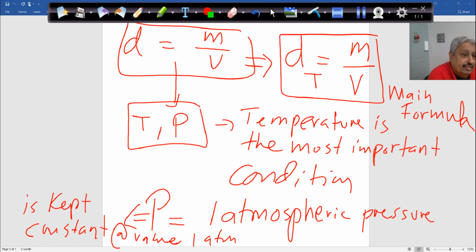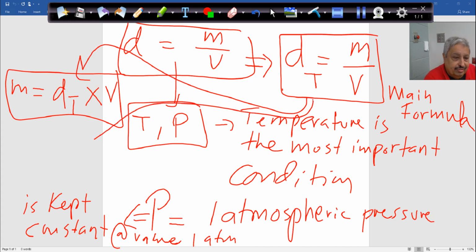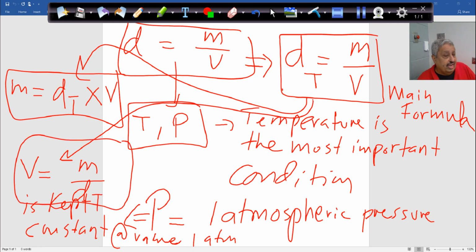So I can make the mass, correct, equal to, what will the mass be? Density multiplied by the volume. This is from here. So I'm going from here to here, and I'm going from here to the second one. Volume is, correct, mass over density, subscript T. This is the second formula. So I have 2 sub-formulas from the main formula.